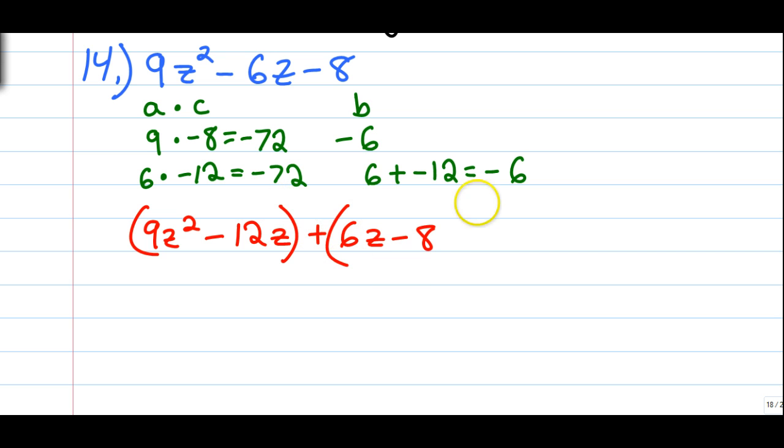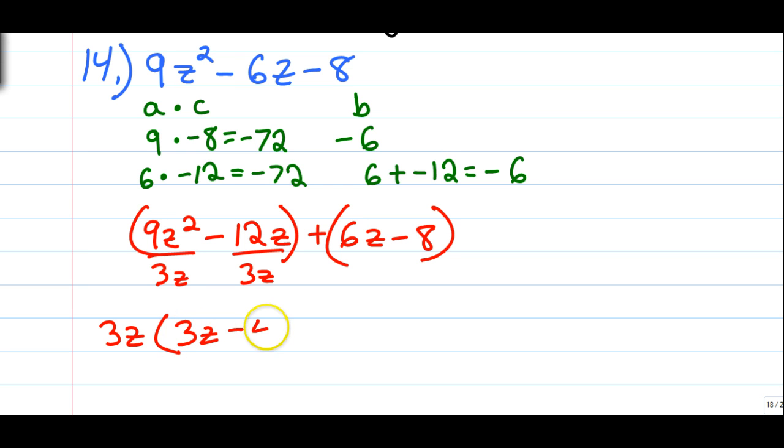Now I'm ready to group. So I'll group the first two terms and the second two terms, and I'm going to divide out the greatest common factor. In the case of the first one, it'll be a 3z. So I pull out the 3z, and this leaves me with a 3z minus a 4. Carry down my plus sign. Now I'm going to divide out here a 2, so I get a 2 to the outside. I'm left inside with a 3z minus 4.